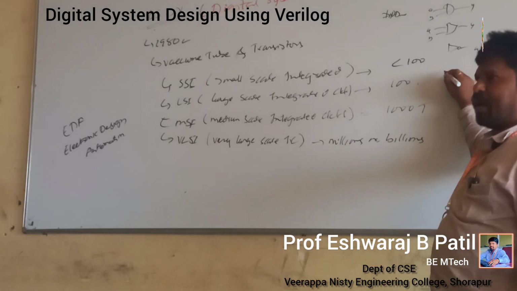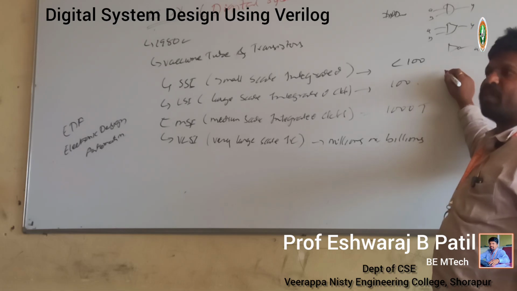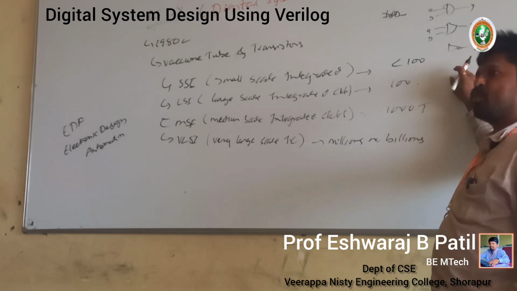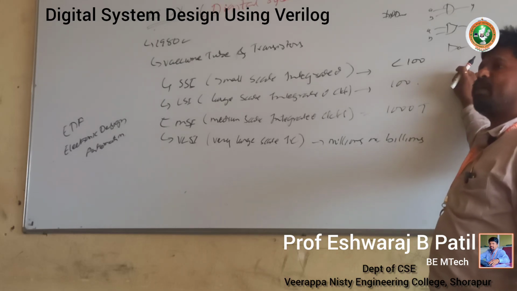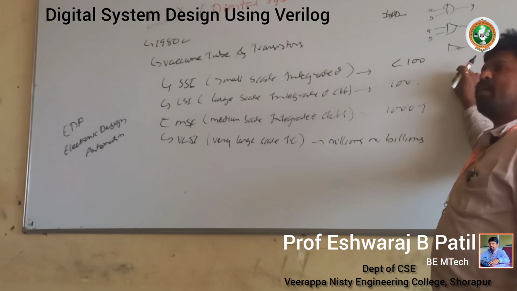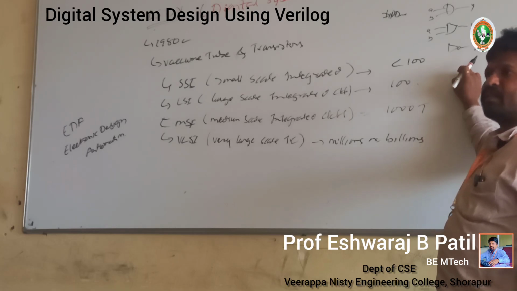With A, B, and C. No? How many inputs for the NOT gate? Bhumika, how many inputs for the NOT gate? Ishwari, Shukumari, how many inputs for the NOT gate?